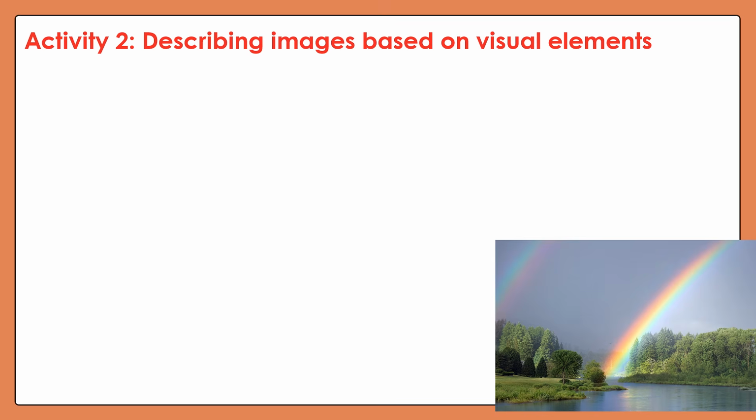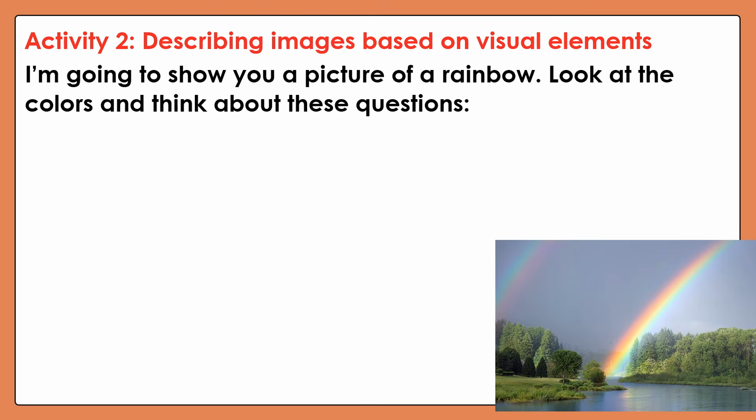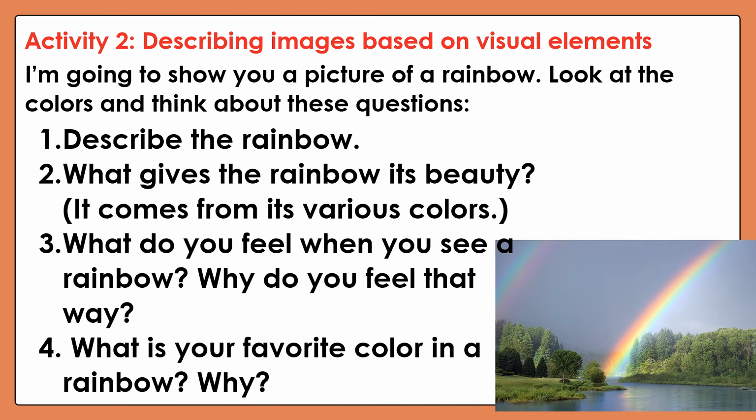Activity number 2, describing images based on visual elements. I'm going to show you a picture of a rainbow. Look at the colors and think about these questions. First, describe the rainbow. Second, what gives the rainbow its beauty? Third, what do you feel when you see a rainbow? Why do you feel that way? And fourth, what is your favorite color in a rainbow and why?